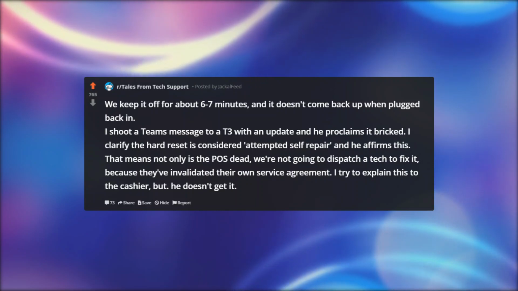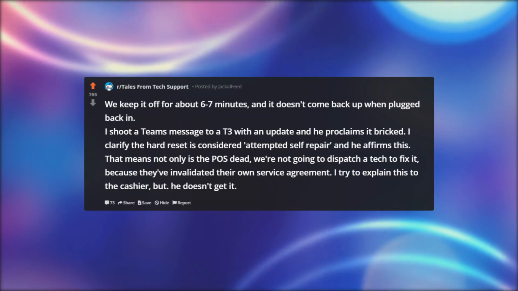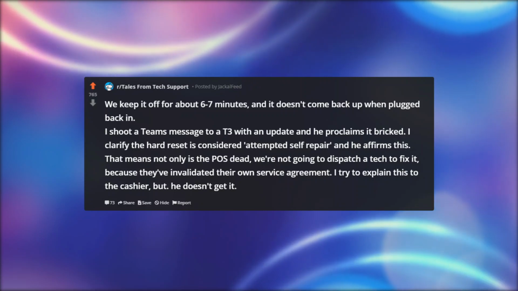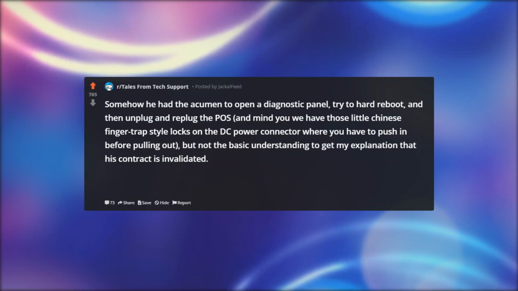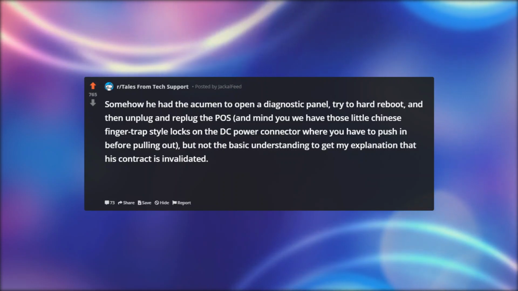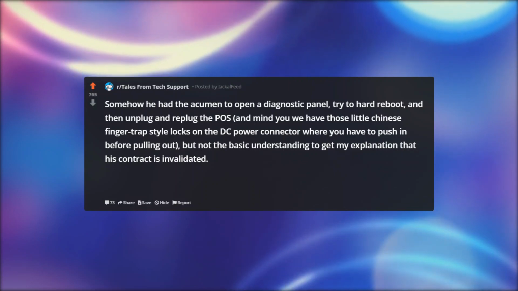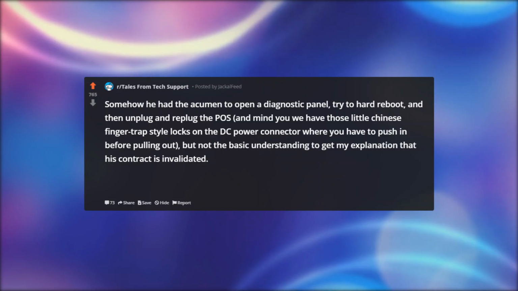That means not only is the POS dead, we're not going to dispatch a tech to fix it, because they've invalidated their own service agreement. I try to explain this to the cashier, but he doesn't get it. Somehow he had the acumen to open a diagnostic panel, try to hard reboot, and then unplug and replug the POS. And mind you, we have those little Chinese finger trap style locks on the DC power connector where you have to push in before pulling out, but not the basic understanding to get my explanation that his contract is invalidated.